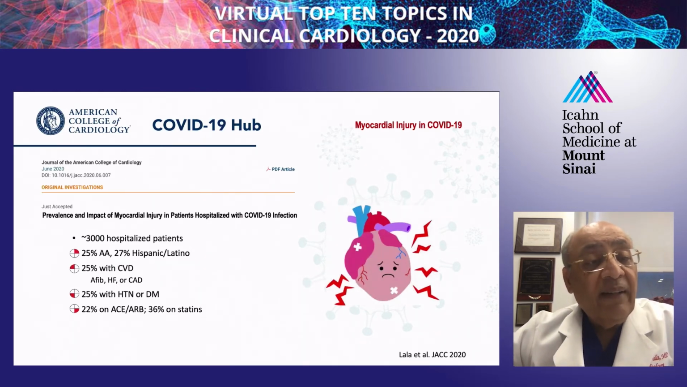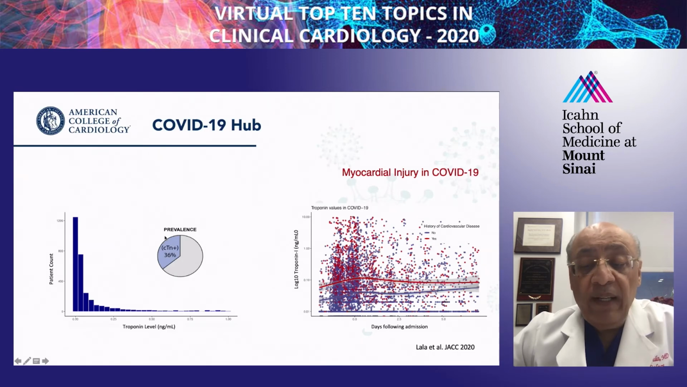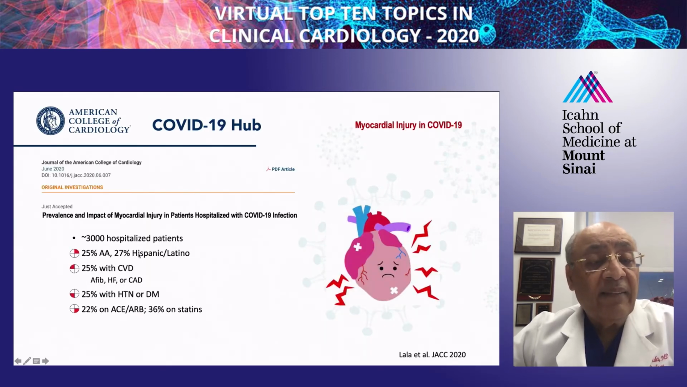So, not only that, when you would see the myocardial injury happening, and most likely it is either the microvascular thrombi or the cytokine stress in these cases, we reported in 3,000 subjects from the Mount Sinai Health System, where there were a large number of African Americans and a large proportion of the Hispanic population. About a quarter of these subjects also had cardiovascular disease, atrial fibrillation, heart failure, or coronary artery disease. 25% had the risk factors for coronary artery disease or cardiovascular disease, and 25% of the patients were receiving ACE inhibitors or ARBs, and a third of the subjects were on statins.